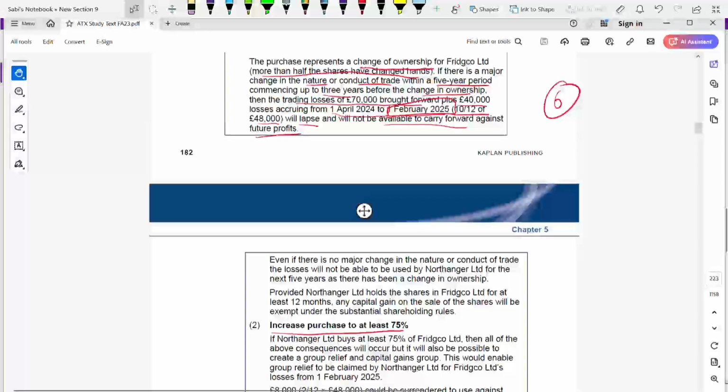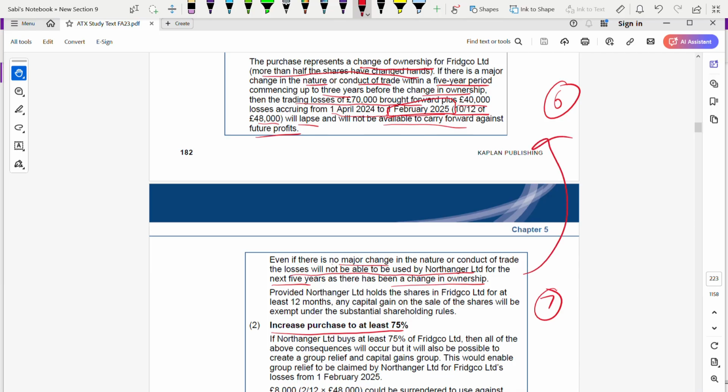So this is the continuation of it. Even if there's no major change in nature or conduct, losses will not be able to be used by this company for the next 5 years, as there has been a change in ownership. Because there has been a change in ownership, even if there was no major change in nature or conduct, you still can't use the losses. Why? For 5 years you can't use the losses because ownership has changed. Now what's the next, the last one? It's a similar thing.